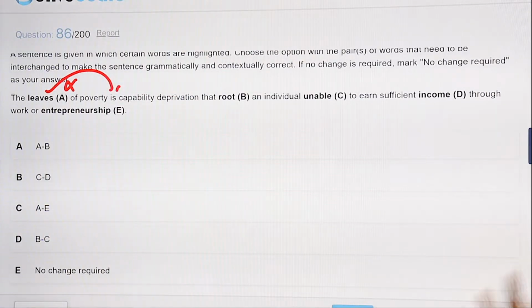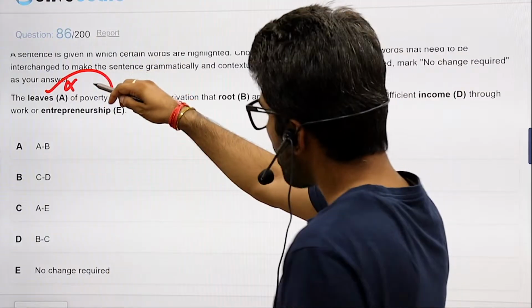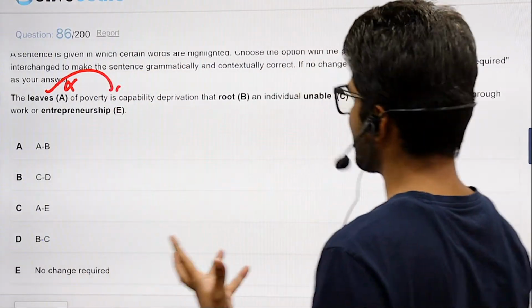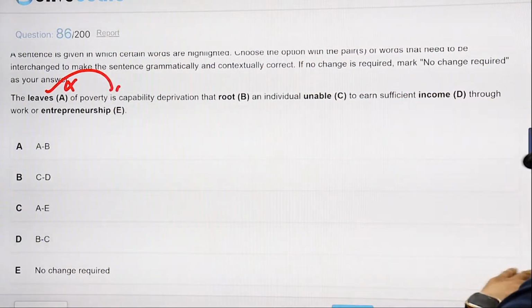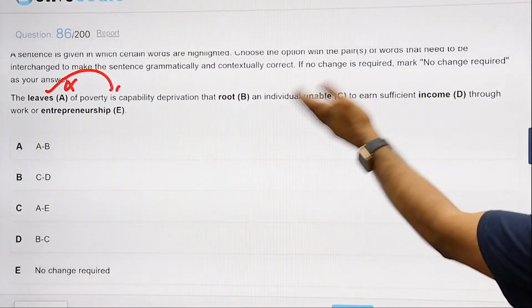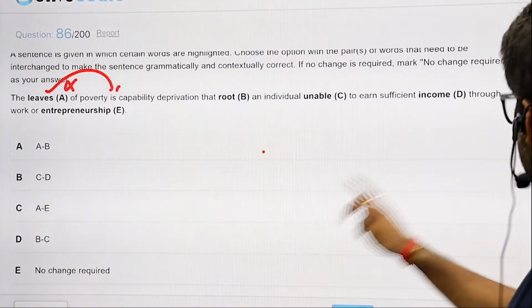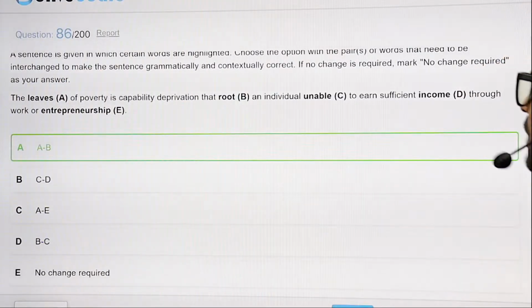Absolutely. The root of this problem, absolutely. The root cause of this problem is this. That leaves one unable to earn sufficient income. We are obviously going to earn income through this or that. A and B must be replaced. Root cause of the problem. Yep.